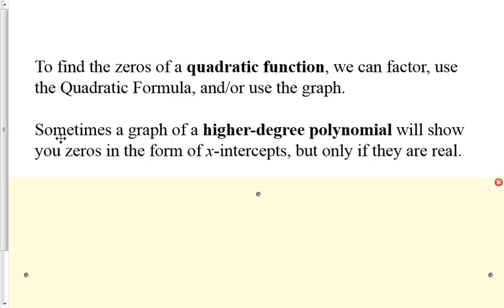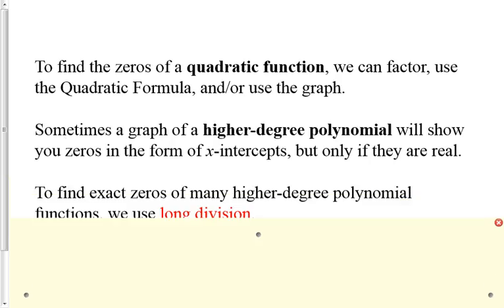Though sometimes a graph of a higher degree polynomial will show us the zeros in the form of x-intercepts, that's only in the case the x-intercepts are real numbers. And to find exact zeros of many of these higher degree polynomial functions, we'll have to go back and use long division.